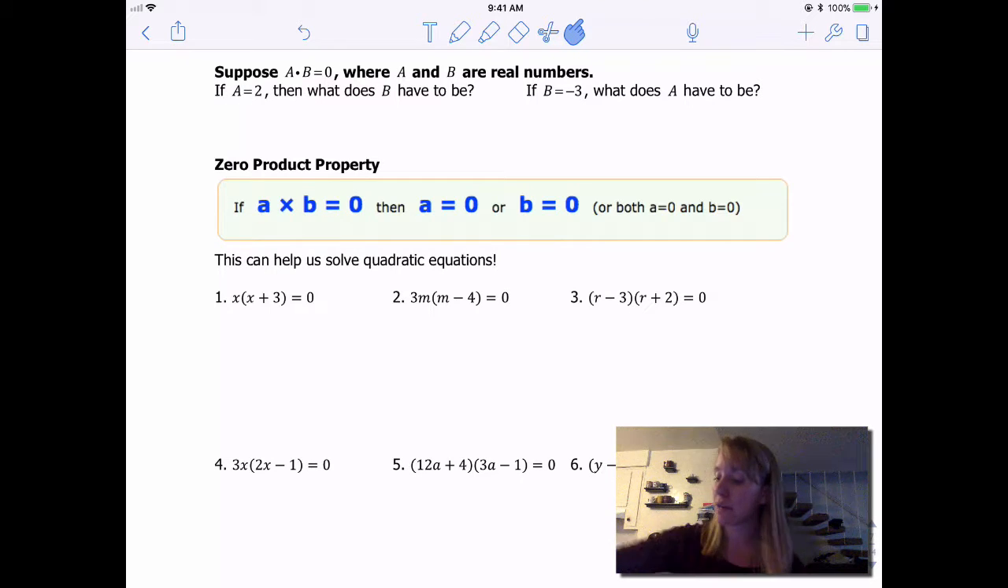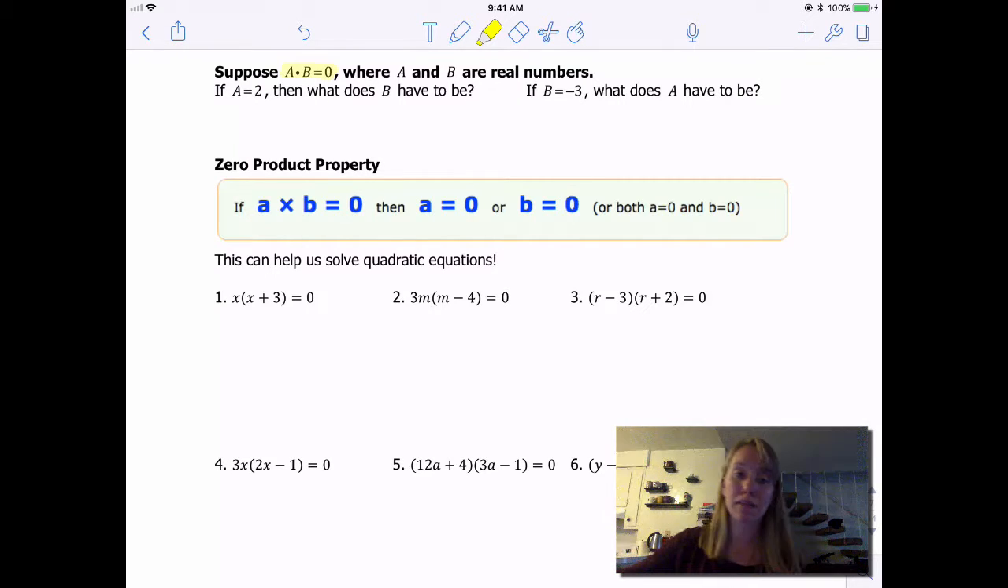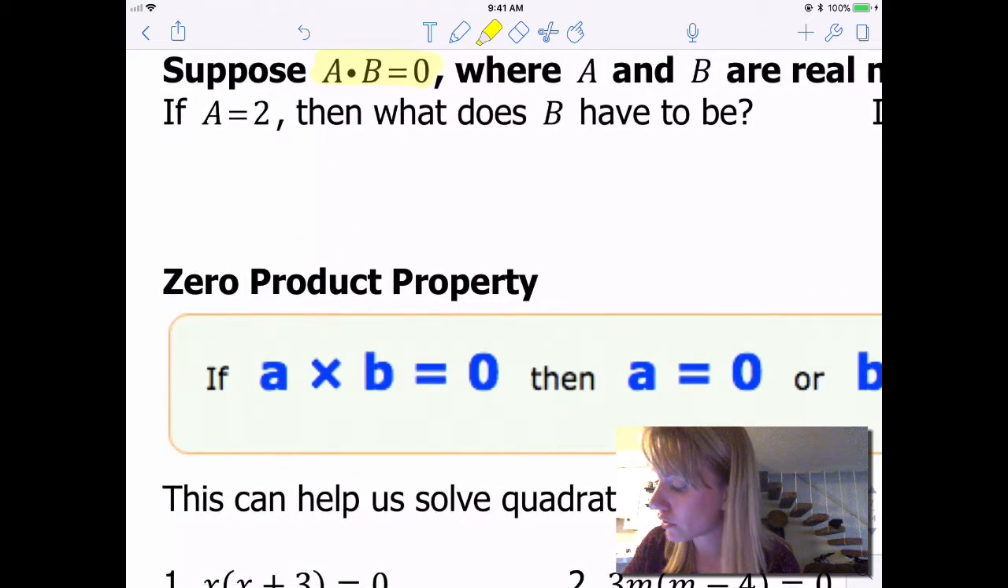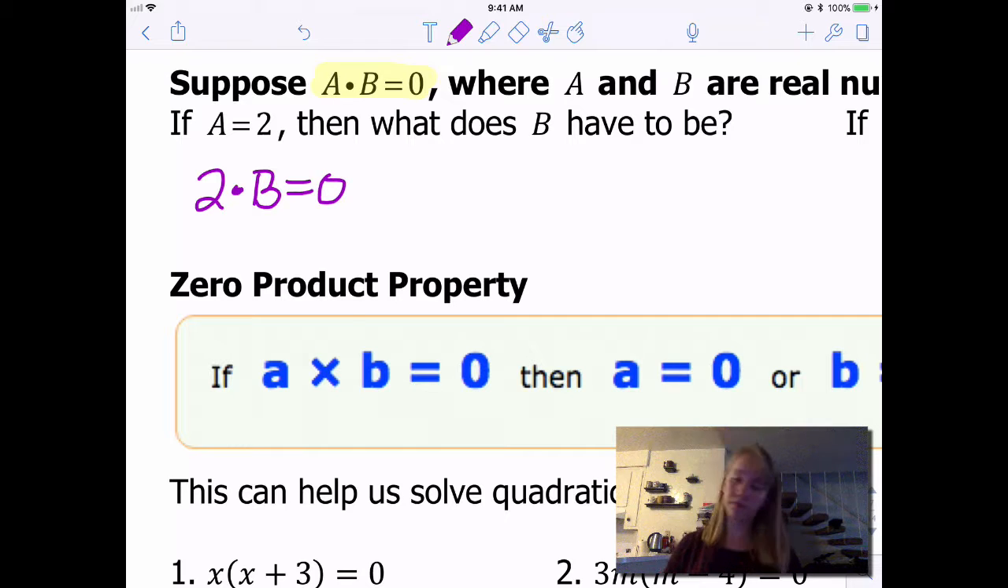Suppose that A times B is equal to 0. That means you have two numbers, one times the other is equal to 0. If A is 2, what does B have to be? So let's look at that. If A is 2, that means that 2 times B is equal to 0. If we really think about that, there's only one number that B could be. B has got to be 0, because if B is 2, 3, 4, 10, anything else, 2 times any other number is going to be something other than 0. So the only thing that B can be is 0.